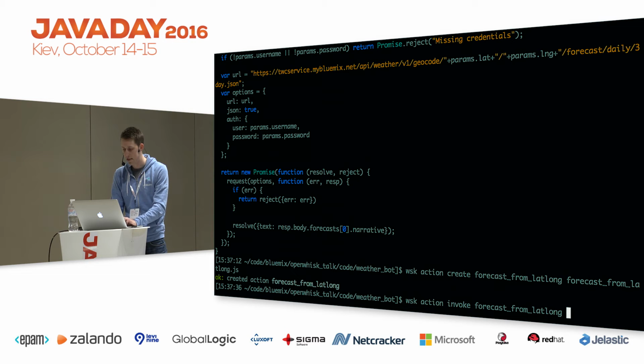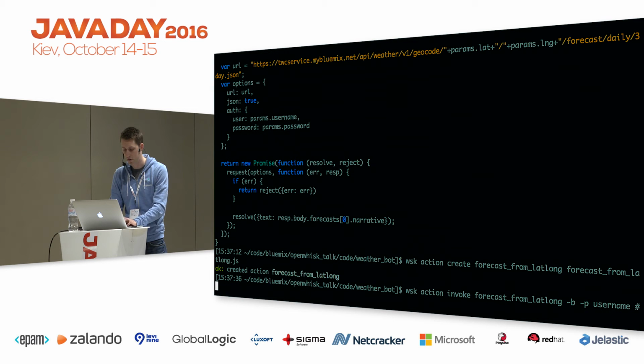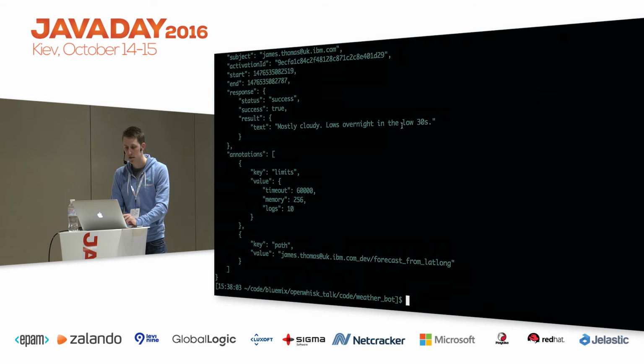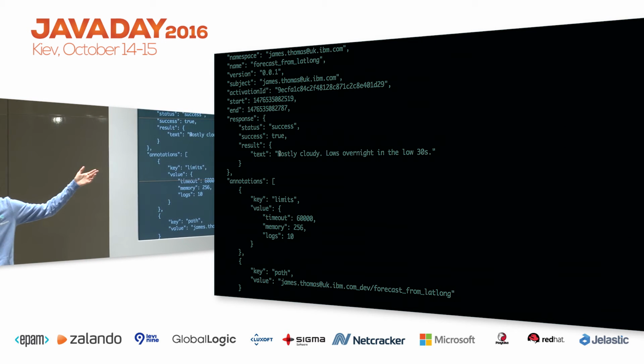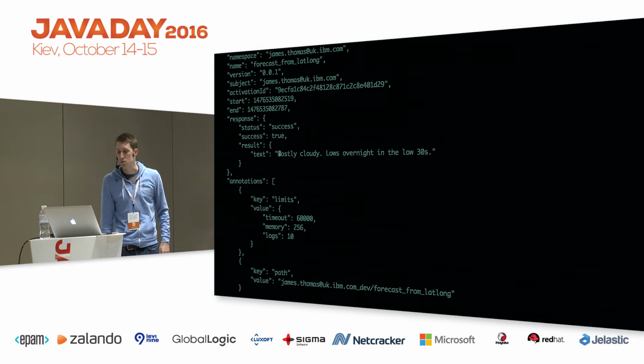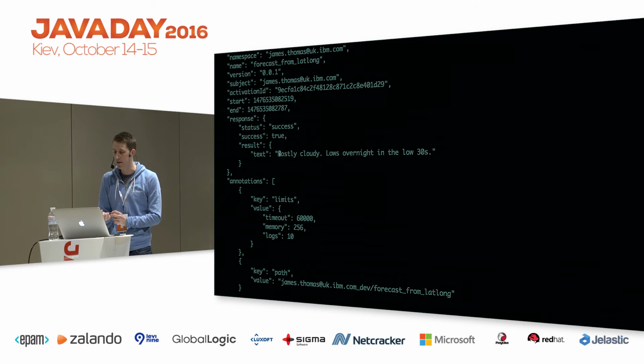Forecast from lat long. Now this takes a couple of extra parameters, right? This takes a username, which I have stored in environment credentials. And it takes a password, which I've also stored in environment. And then it obviously takes latitude, which was about 50, and a longitude, which was about 30. And hopefully, if that works, right, there we go, right? That is allegedly what the forecast is going to be like in Kyiv. Mostly cloudy, low overnight in the low 30s, which I think sounds about right.